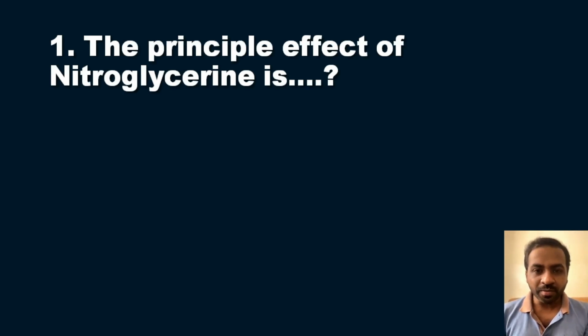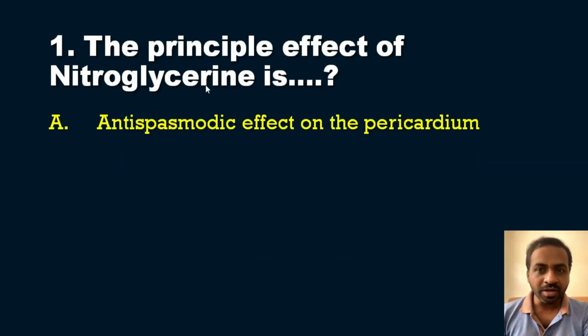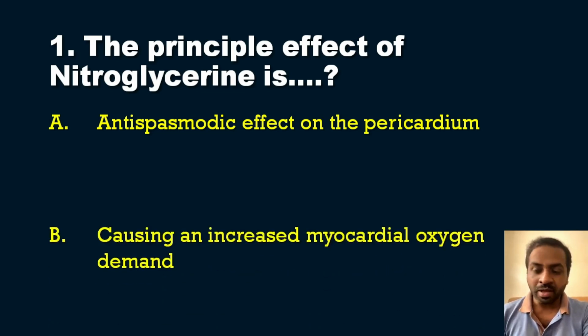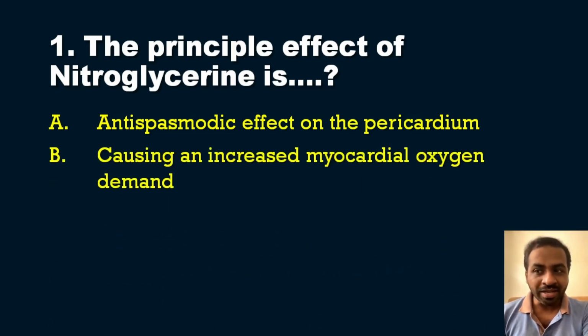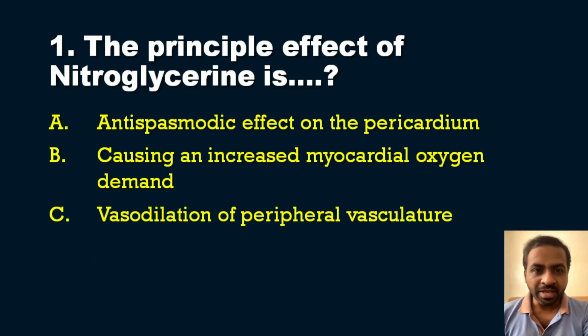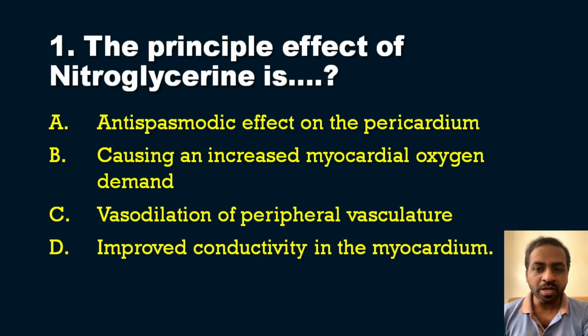So the question is from cardiology. It's a very simple question. The question is, the principal effect of nitroglycerin is. The options are: option A, antispasmodic effect on the pericardium. Then option B, causing an increased myocardial oxygen demand. Option C, vasodilation of peripheral vasculature. And option D, improved conductivity in the myocardium.